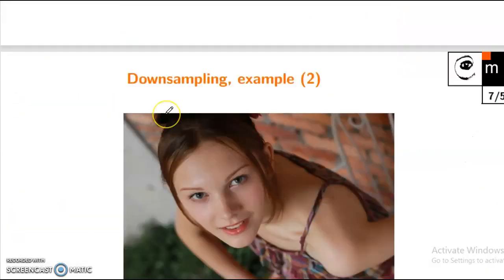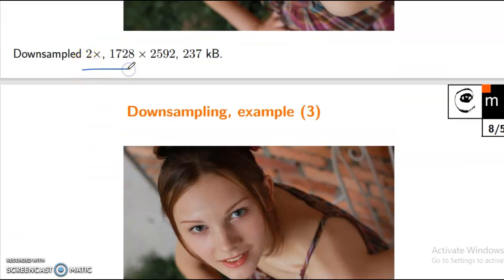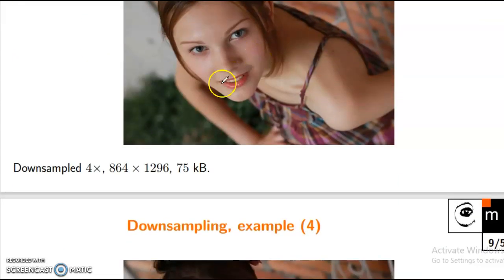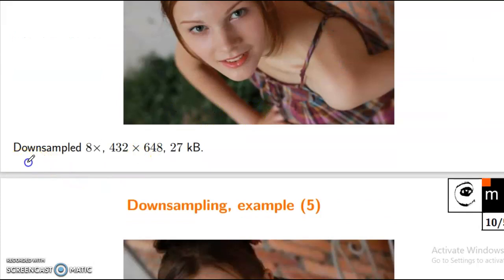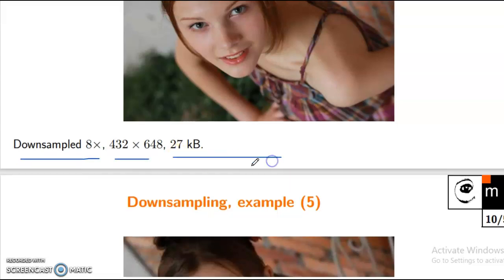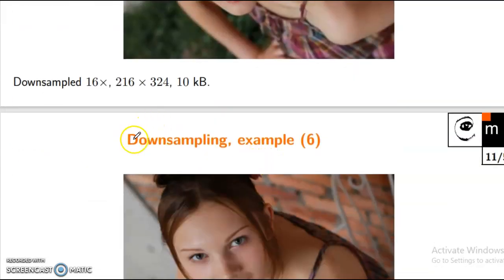Example 2, downsample 2 by 2, 1728 by 2592, 237 KB. Example 3, downsampled 4 by 4, 864 by 1296, 70 KB. Downsampling example 4, downsampled 8 by 8, 432 by 648, 27 KB.